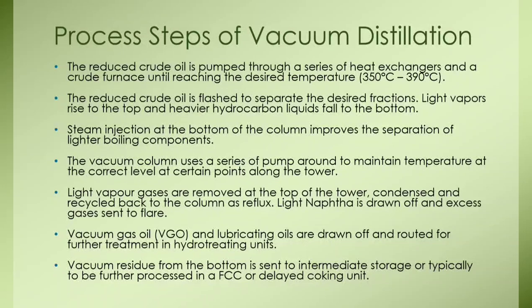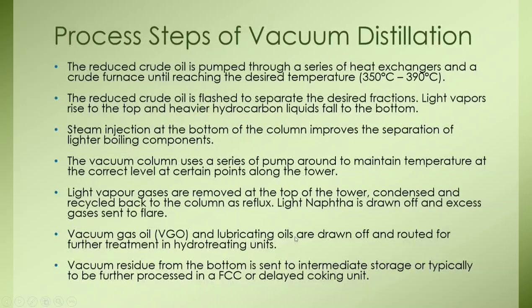Here, light vapor gases are removed from the top of the tower as they are light in weight, and normally the vapor rises in the upward direction, so they are removed from the top of the tower. The heavier vapors or heavier hydrocarbons are removed from the bottom side, and the light naphtha is drawn off, and excess gas is sent to flare.